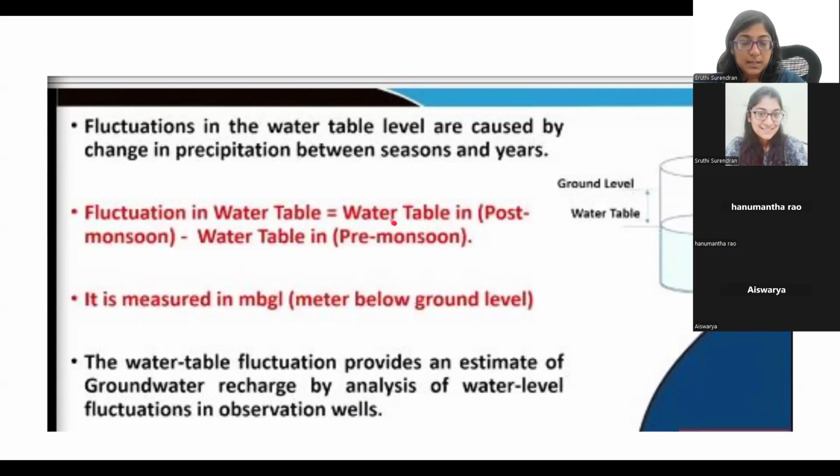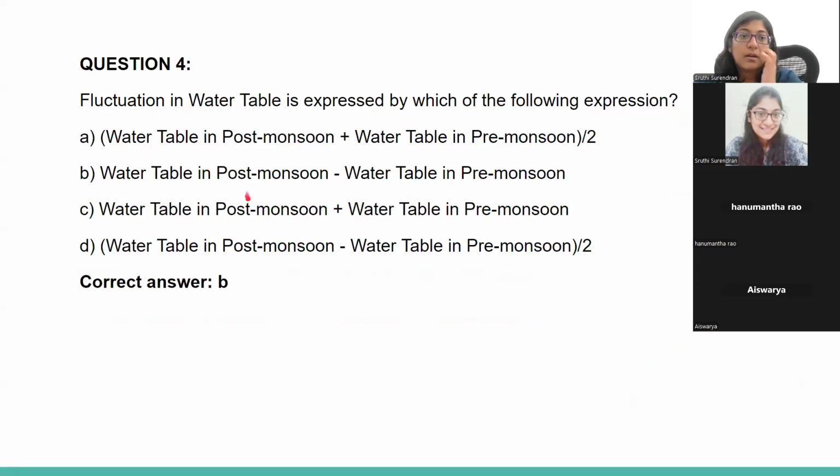So what is the water table immediately after the monsoon season, and what is the water table just before the monsoon season? The difference between those is what is considered as the fluctuation in water table in a particular place, and it is measured in meters below ground level. So ground level will be taken as the reference level, and the depth below the ground level will be the value of this water table fluctuation. So the correct answer here is water table in the post monsoon season minus water table in the pre monsoon season, which is option B.